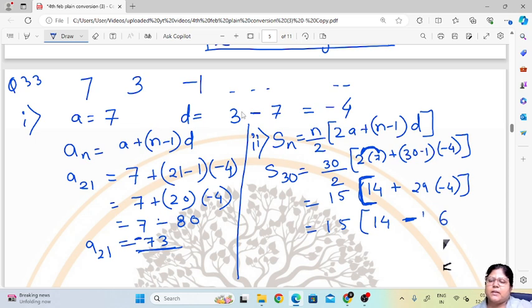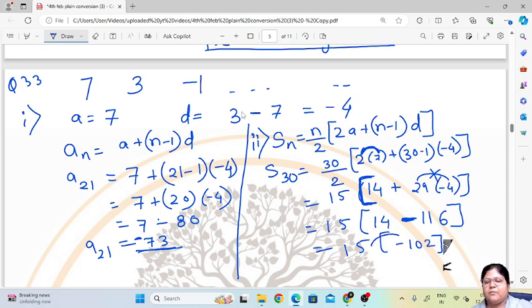4 to 8, 9, 10, 11. Minus 116. When you multiply 29 into negative 4, you get minus 116. Now solving the square bracket, it gives you minus 102.